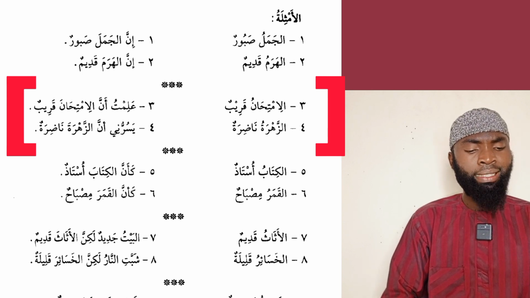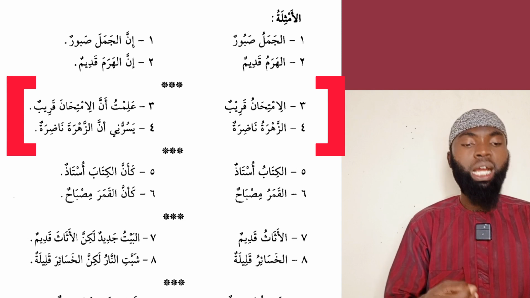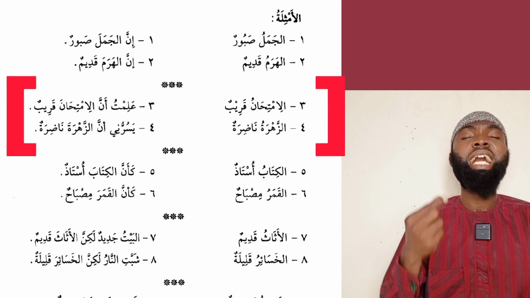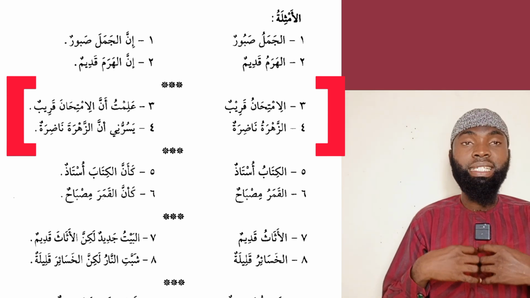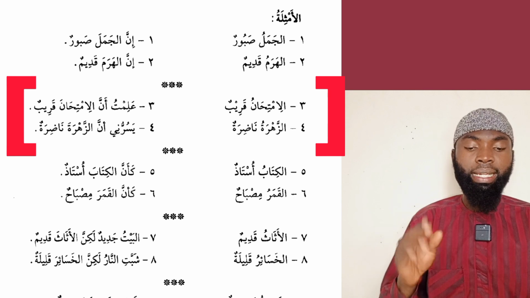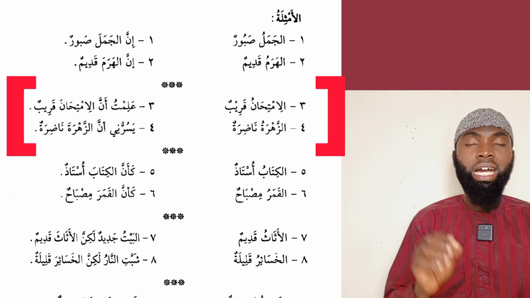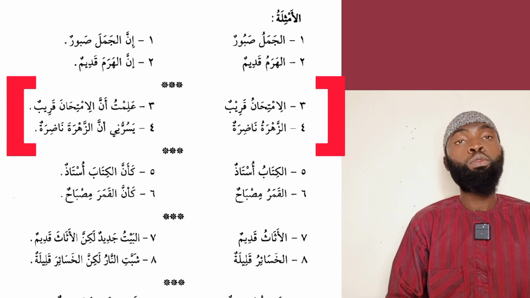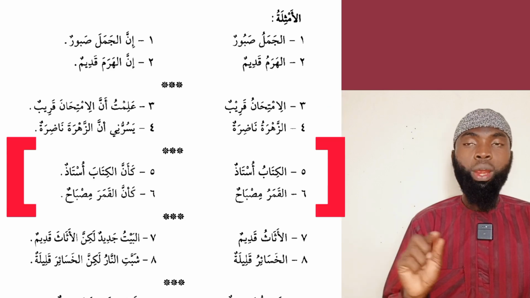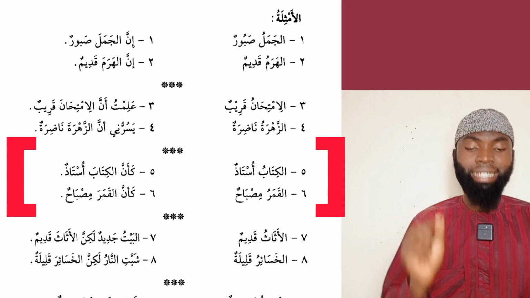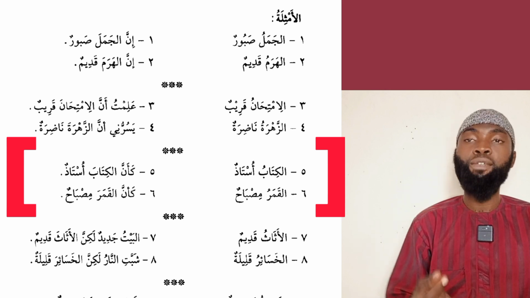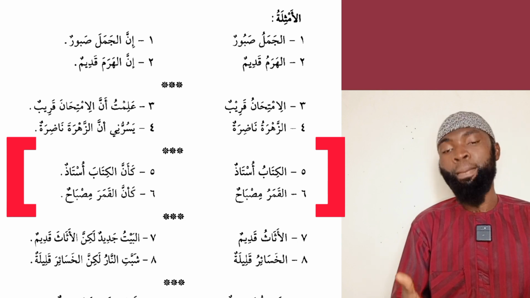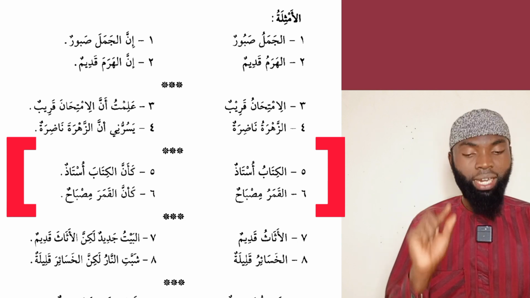Number four, we have az-zahratu nadiratun. The flower is fresh. What do we have here? Surruni anna az-zahrata nadiratun. It gladdens me that the flower is fresh. So anna comes before az-zahratu and changes it to what? Az-zahrata. Number five, we have al-kitabu ustadun. The book is a teacher. We have ka'anna al-kitaba ustadun, as if the book is a teacher. We can say al-kitabu previously, now al-kitaba. Ka'anna is also one of the sisters of inna.